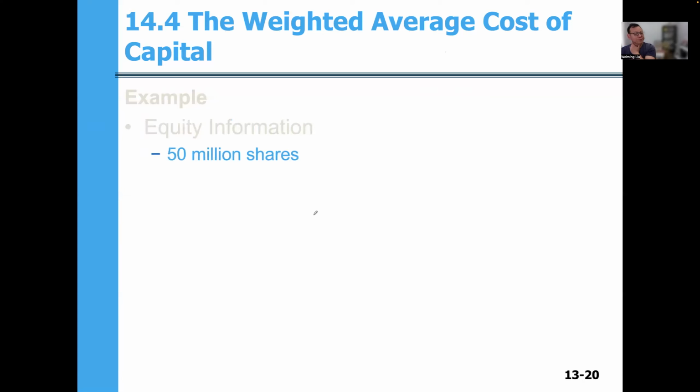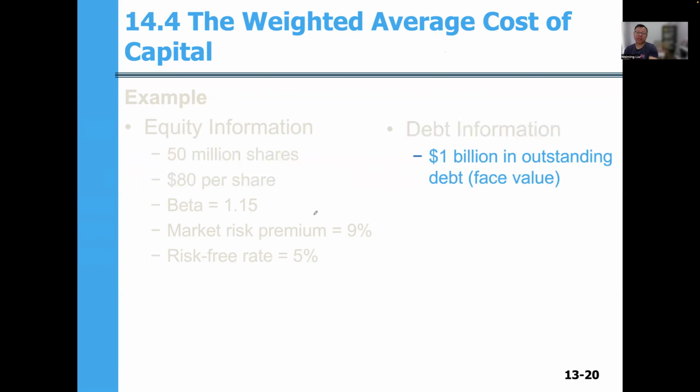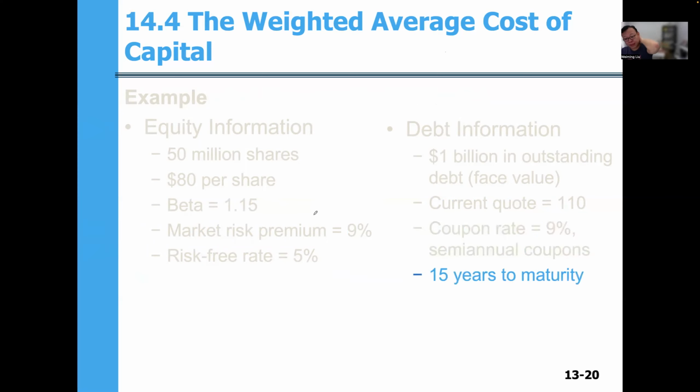Example, we have equity information: 50 million shares. Each share is $80. The beta is 1.15. The market risk premium is 9%. The risk-free rate is 5%. The debt information: $1 billion in outstanding debt, that's the face value. The current quoted price is 110. The coupon rate is 9%, semi-annual coupon payment, and 15 years to maturity. And the tax rate is 40%.